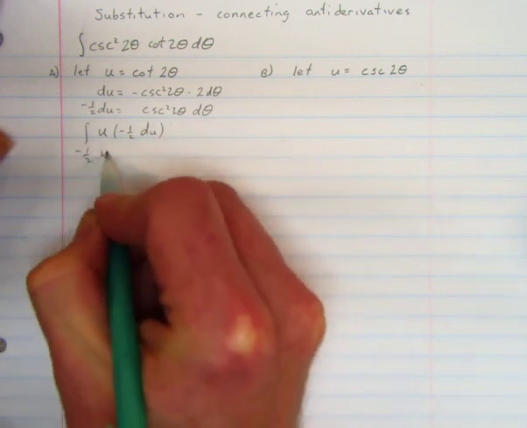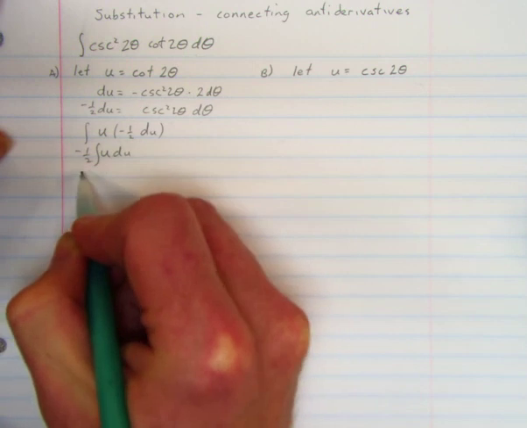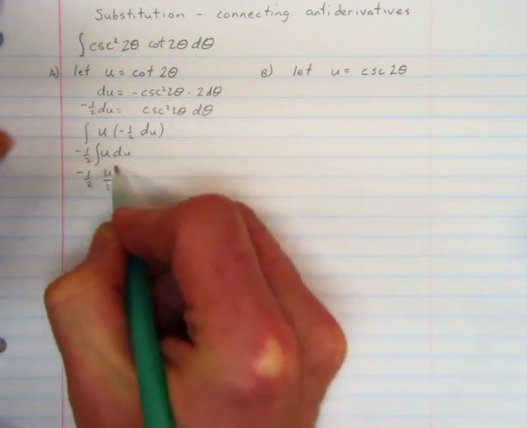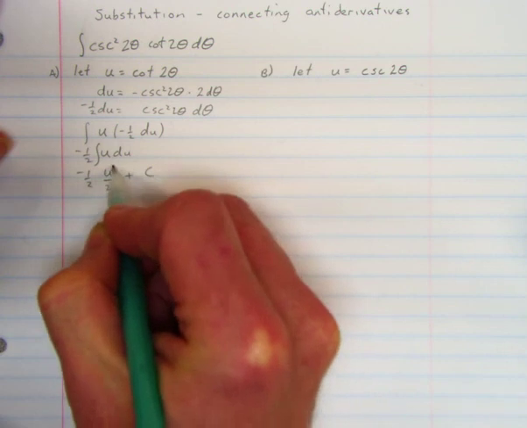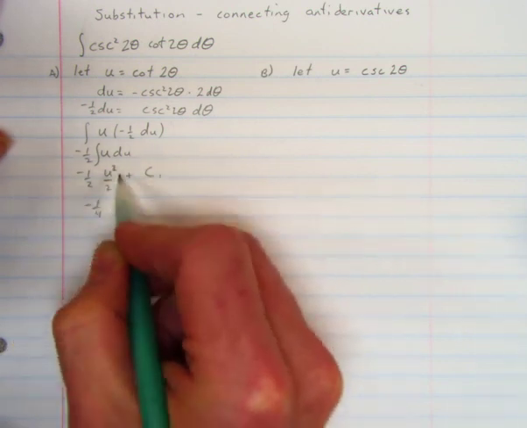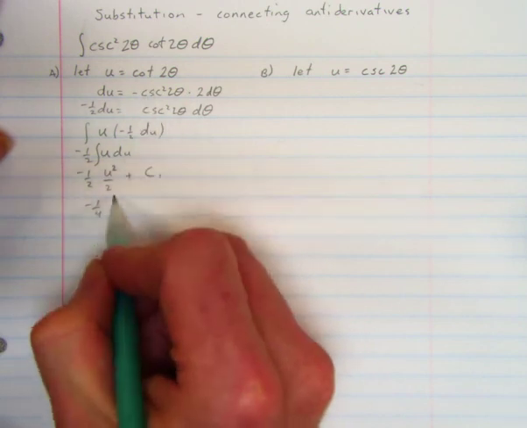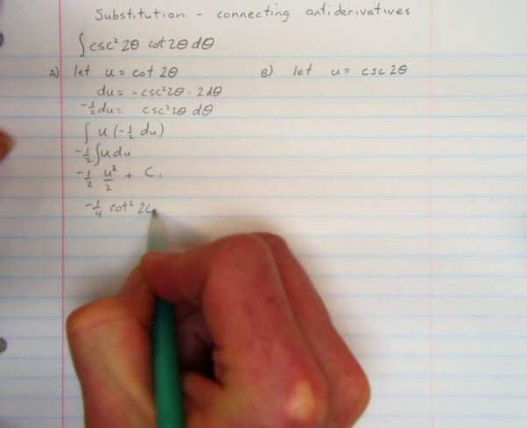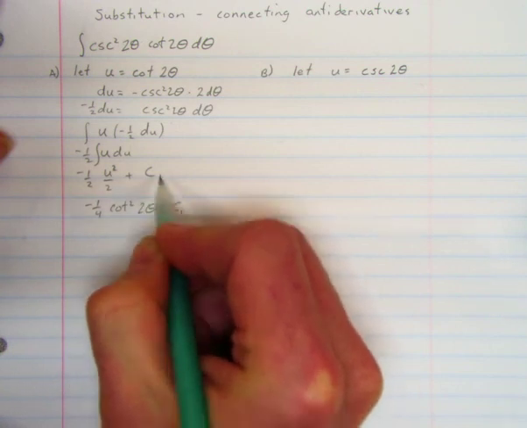So this integral becomes the integral of u times negative 1/2 du, or negative 1/2 the integral of u du, so it's negative 1/2 u squared over 2 plus some constant c. And that can be simplified to negative 1/4. U is cotangent of 2 theta, so this will be cotangent squared of 2 theta plus some constant c1.